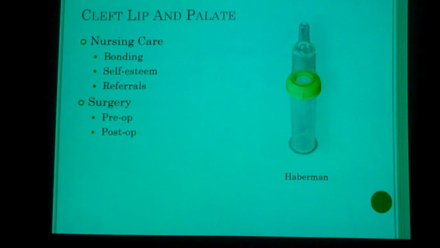Surgery at 2 to 3 months of age. Pre-op, you want to assess the area and the infant's ability to suck, so you want to assess their nutrition level. Proper feeding, these infants can breastfeed.